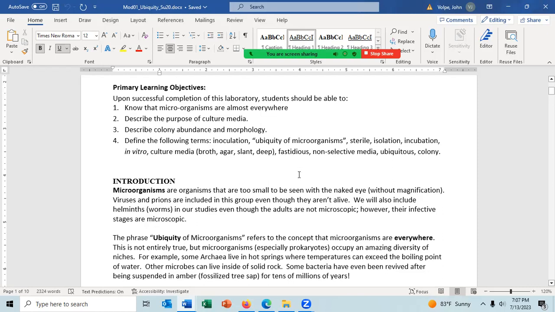Anyways, define the following terms. What is inoculation? Ubiquity of microorganisms. What is something that's sterile? What is isolation? What is incubation? What is in vitro, like in vitro growth? What is a culture media? What is a broth? What is an agar? What is a slant? What is a deep? What is a fastidious organism? What is a non-fastidious organism? That's not up here, but you should know that. And then what is non-selective media? And what is ubiquitous? And what is a colony? Any questions about any of that?